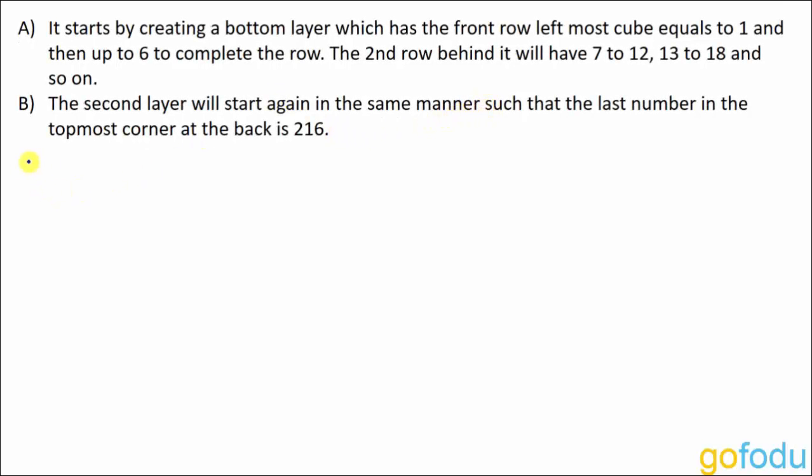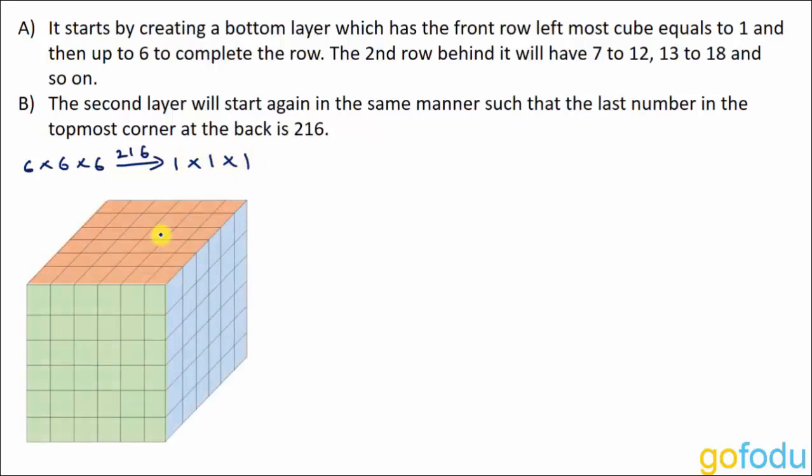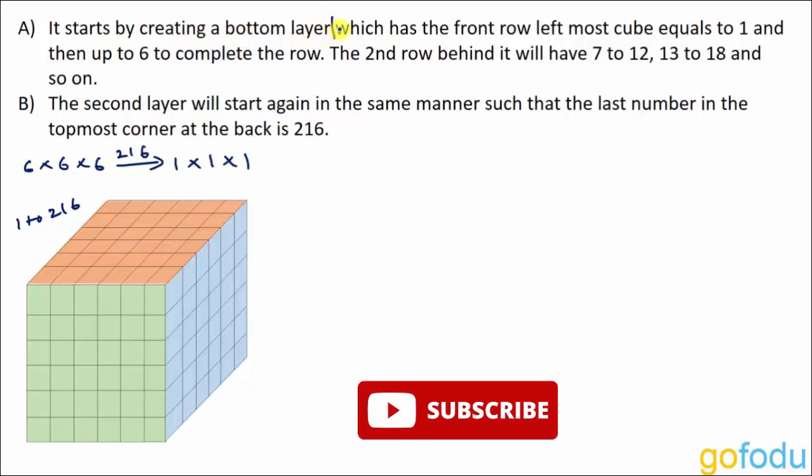Basically, this can be seen as a 6 by 6 by 6 cube being cut into 216 smaller cubes of dimension 1 by 1 by 1, somewhat like this. We saw cutting of a painted cube under the topic cubes, but this is different. Now on this larger cube, numbering from 1 to 216 is to be done. The first condition says that it starts by creating a bottom layer.